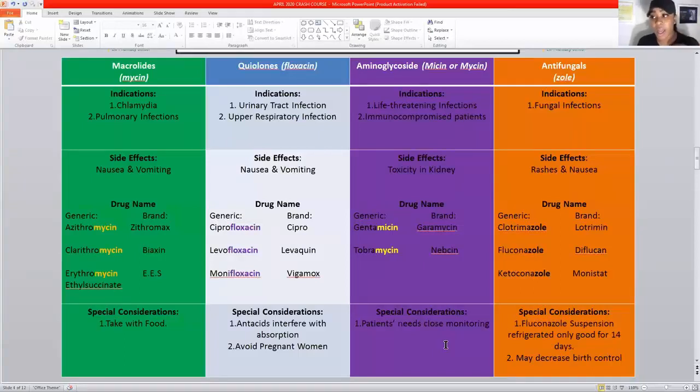Griseofulvin, somewhere like that. It was a suspension drug, and you had to keep it on the counter. It is also an antifungal, and we had to use that in order to treat it. Lotrimin also treats ringworm, and that's something you can buy over the counter. They have it over the counter now.